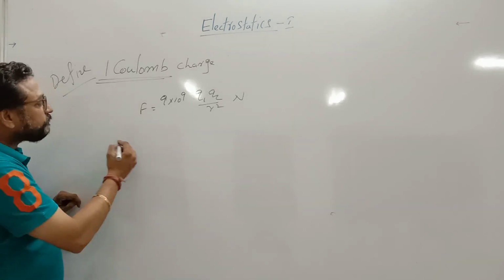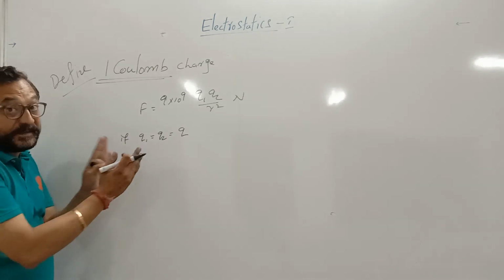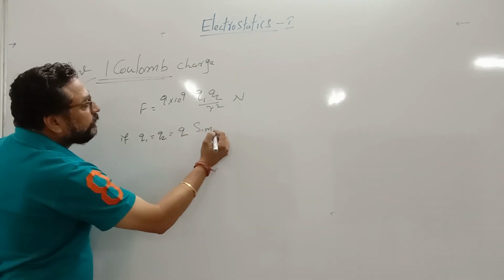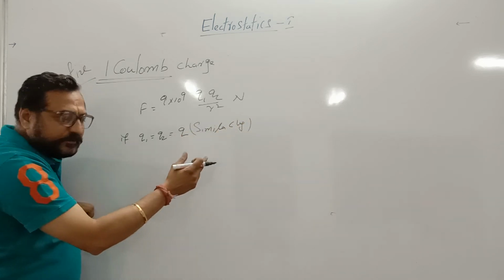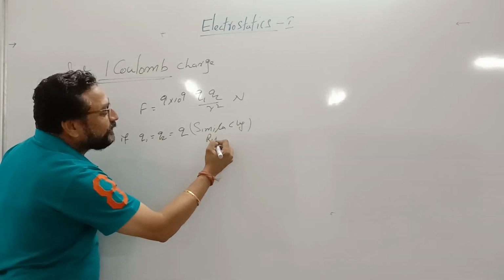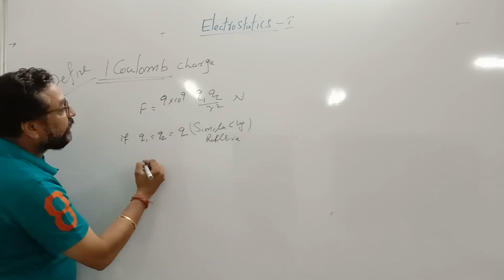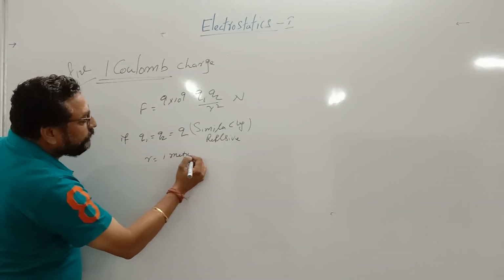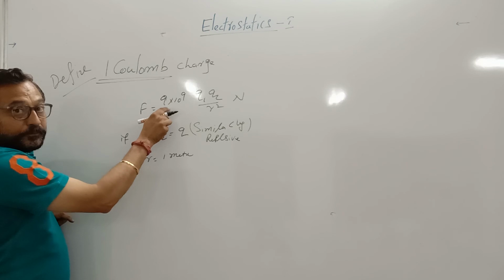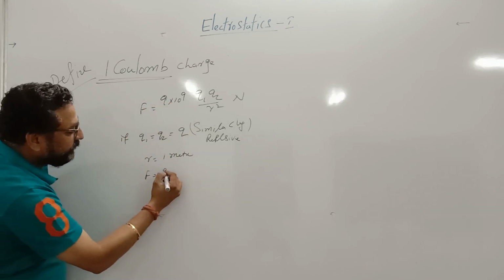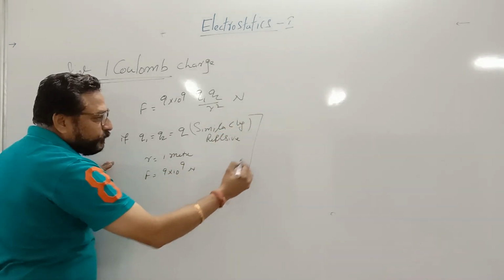Please see on that side. If Q1 is equal to Q2 is equal to Q, and we take them as similar charges. Similar means force of repulsion, a repulsive force, because both are similar charges. And R is equal to 1 meter. This is Q and this is 1 meter. Then F is 9 into 10 to the power 9 Newton. All these values are put in this formula.